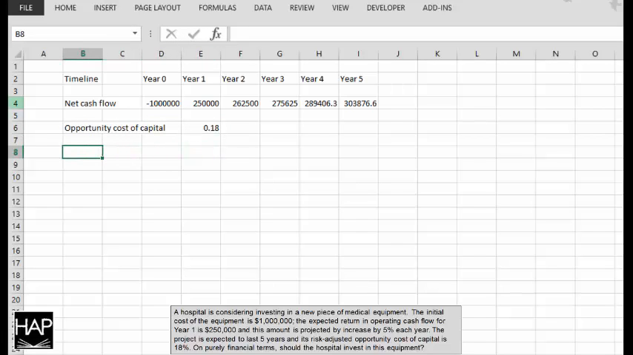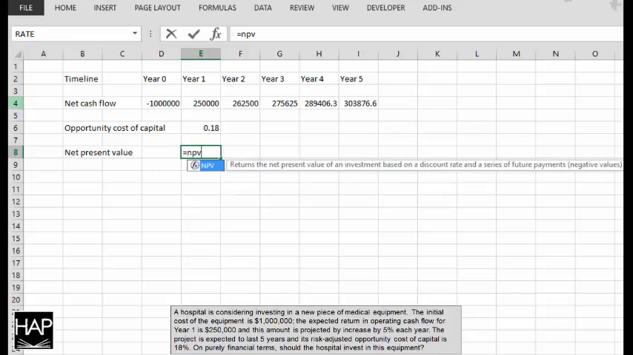One way to tell whether or not this is a financially sound decision to invest in this equipment is to find out the net present value of the project. If the net present value that I obtain is negative, it means the project will be losing money. The operating cash flow that it's generating is less than the amount that I have to put up initially. So in order to calculate the net present value, I can use the NPV formula.